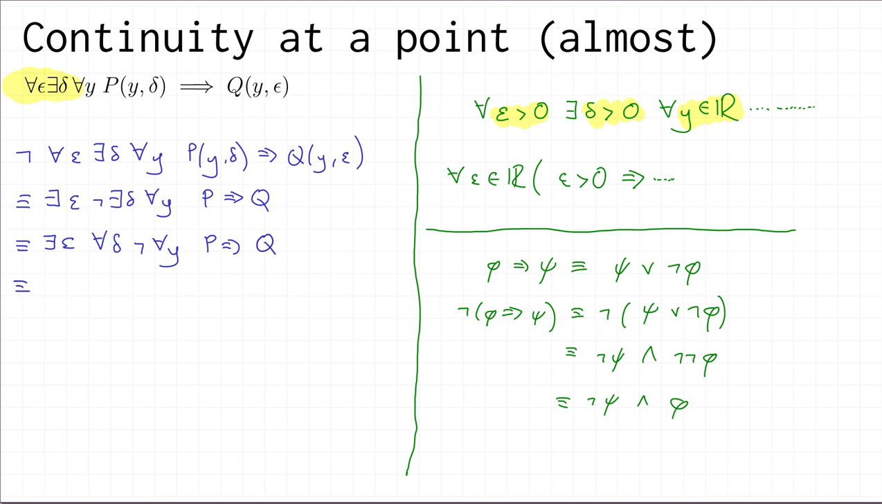We've got not for all, and we know that that is the same as there exists not. So we have exists epsilon for all delta, there exists y, such that not p implies q. And finally, we know this logical equivalence for the negation of an implication. So we get exists epsilon for all delta, exists y, and then finally we will have not q and p. Okay, so we've made it. We've managed to negate this very complicated statement.